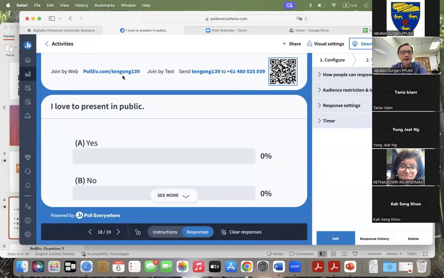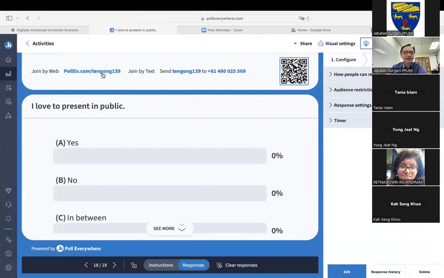Poll Everywhere, Teng Ong 139. Then you can vote already. You enter that: Teng Ong 139. See? Teng Ong over here. You can start to vote. You should see 3 options for: I love to present in public. If you scan properly, we should get at least a few votes there.